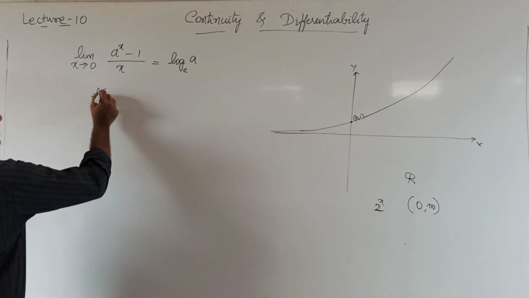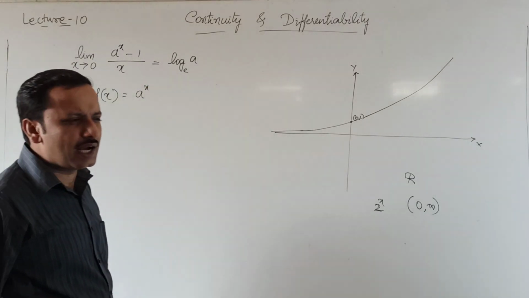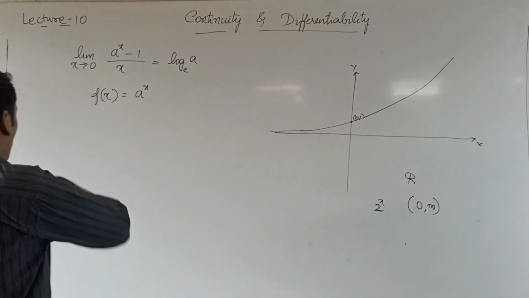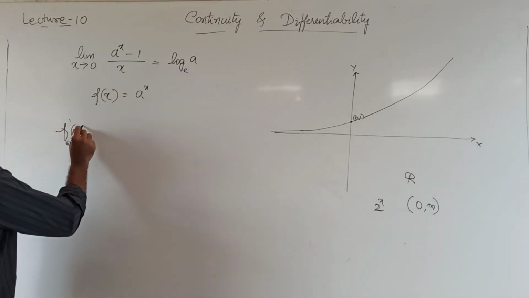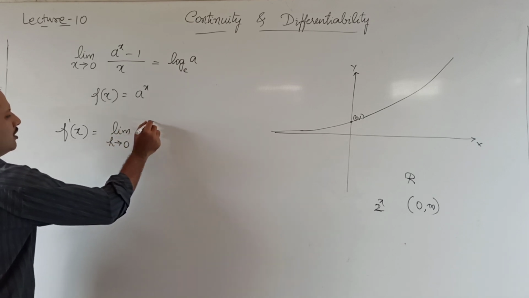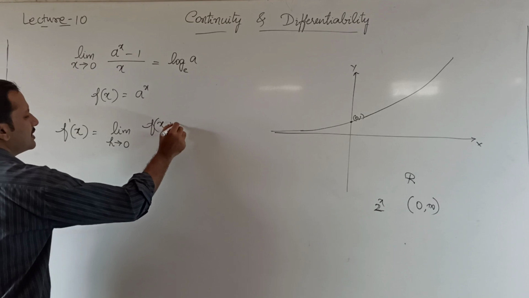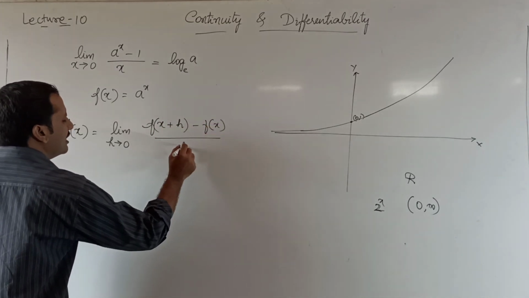I want the derivative of f of x is equal to a power x. I want to find its derivative. So what do we do? By definition, f dash of x is equal to limit h tends to 0, f of x plus h minus f of x divided by h.